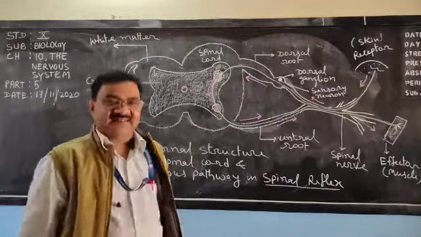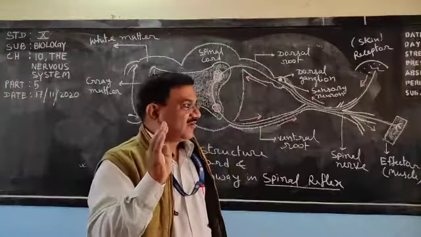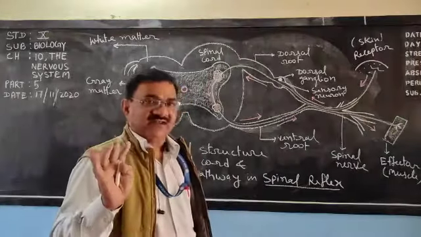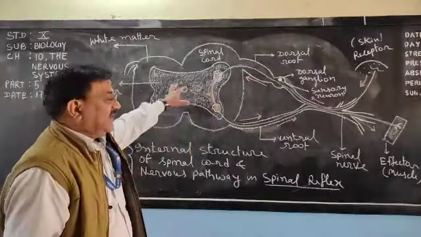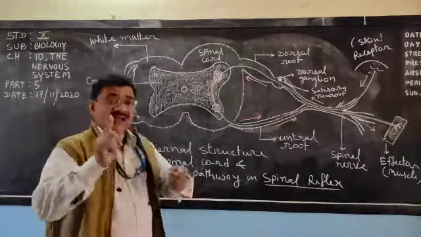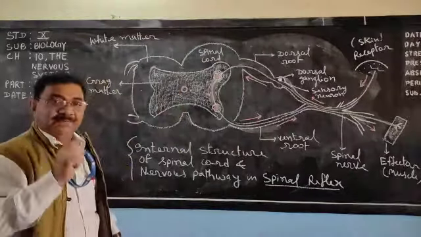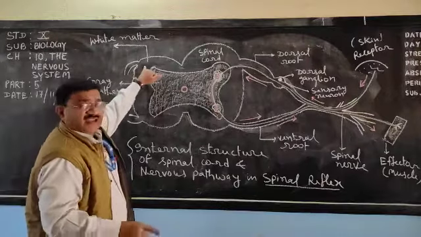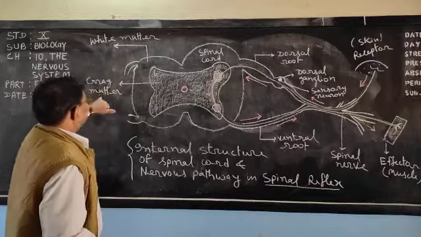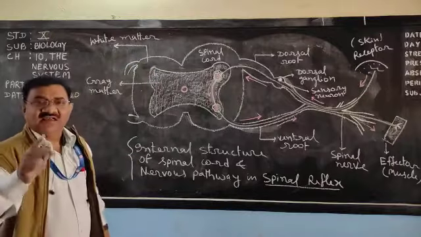We have already discussed that our central nervous system consists of brain and spinal cord. Brain in detail we have discussed, and the spinal cord also in detail we have discussed. Now this is the structure of the spinal cord. You can see what I have told, that the grey and white matter are opposite compared to the brain. In the brain, the white matter is inside, but in the spinal cord, the white matter is outside and grey matter is inside.